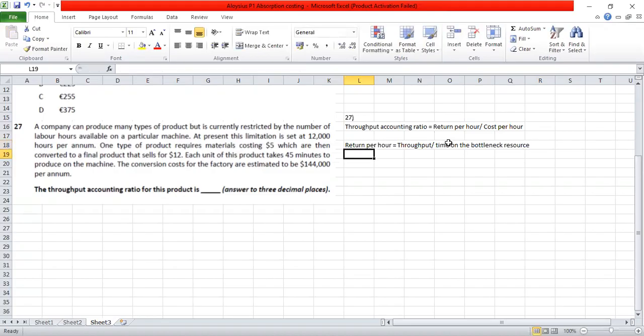So how much time is there? Let's first check what the throughput is. At present, this limitation is set at 12,000 hours per annum. The material cost is $5, which is then converted to a final product. Selling price is 12. So we can find out the throughput. Each unit of this product takes 45 minutes to produce on this machine. Conversion cost is 144,000, which is a fixed cost. Right now, it's not relevant to us.